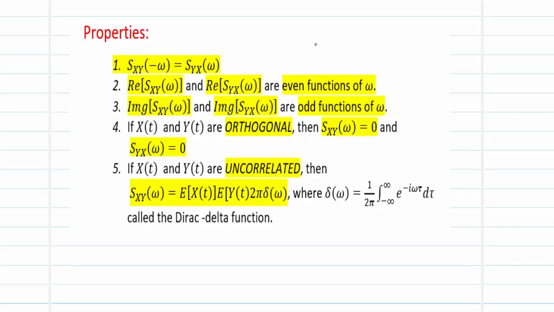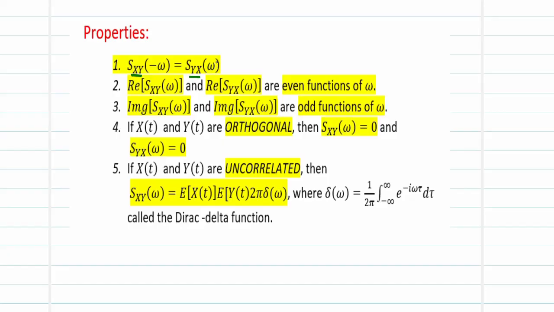Now moving on to the last slide, where we see the properties of this cross power spectral density. When you replace omega with minus omega, xy gets replaced as yx. So Sxy of minus omega flips xy to yx, and the minus sign flips to omega.